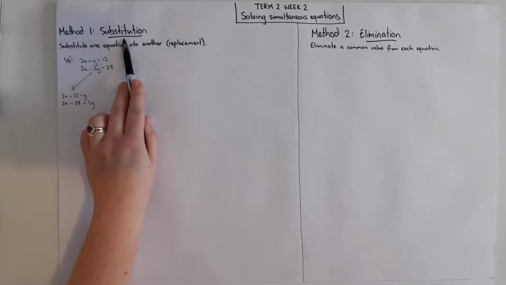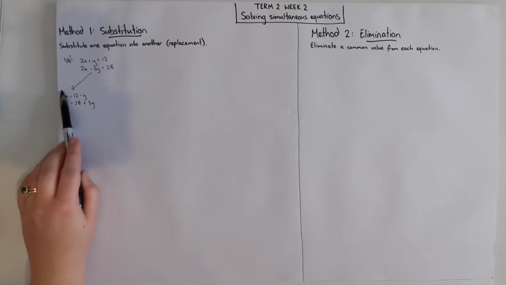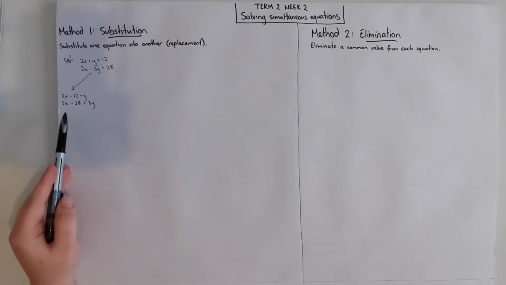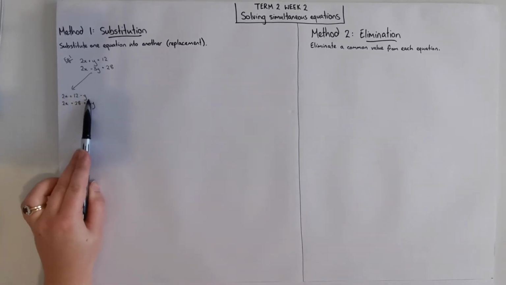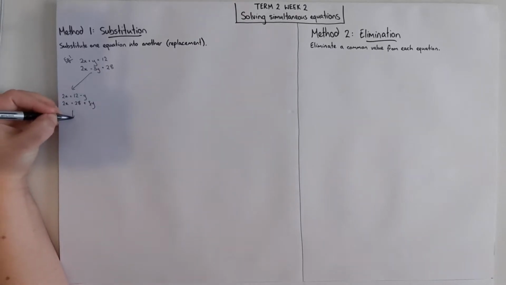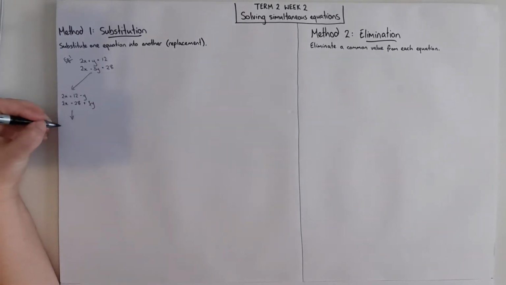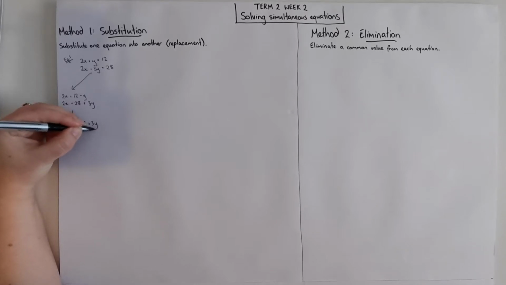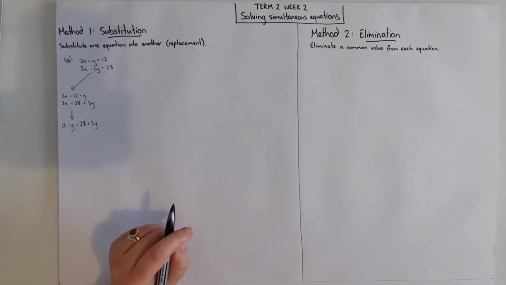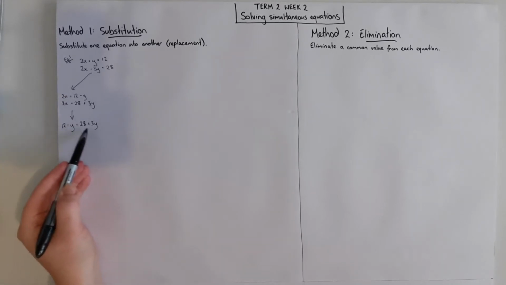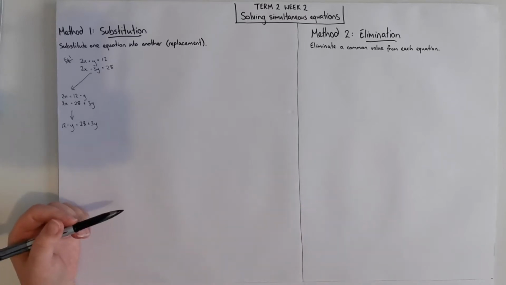Now, substitution, of course, was replacement. If I have 2x in both, I see that if both are equal to 2x, these two expressions here on the right-hand side, they are both equal to each other. So our next step would be to say that 12 minus y is equal to 28 plus 3y. Because if they are both equal to the same thing, they must be equal to each other. They equal the same thing.